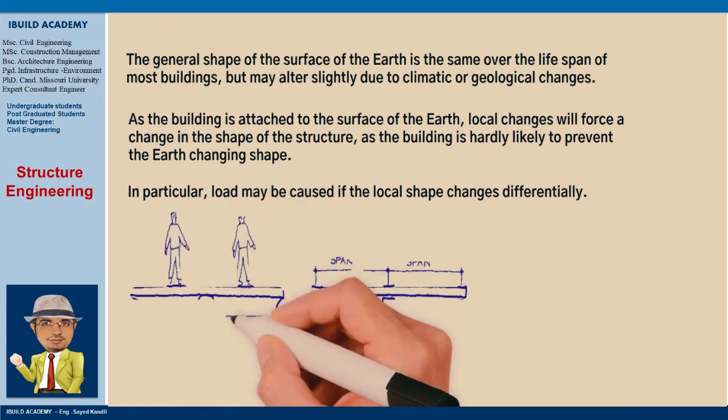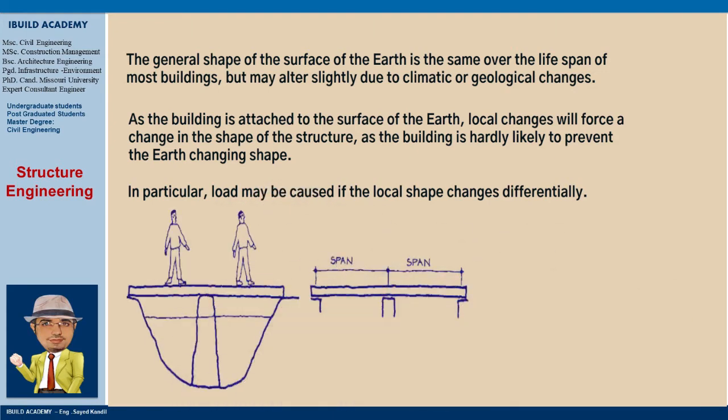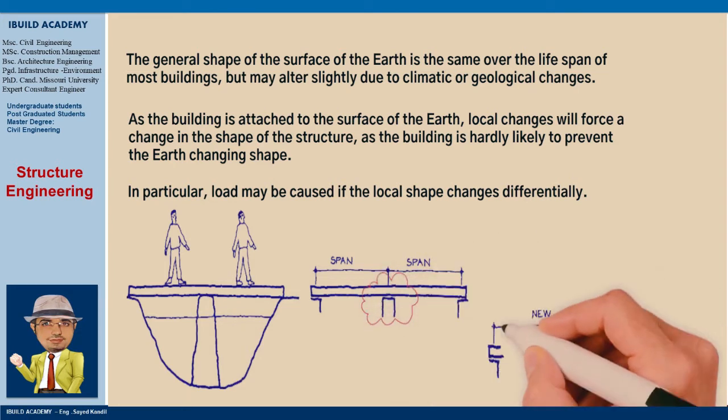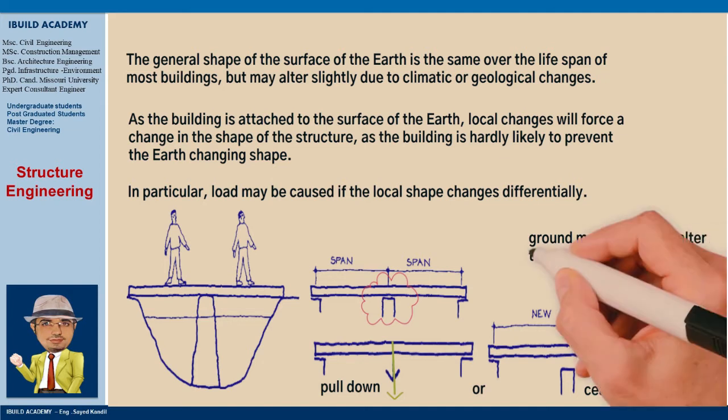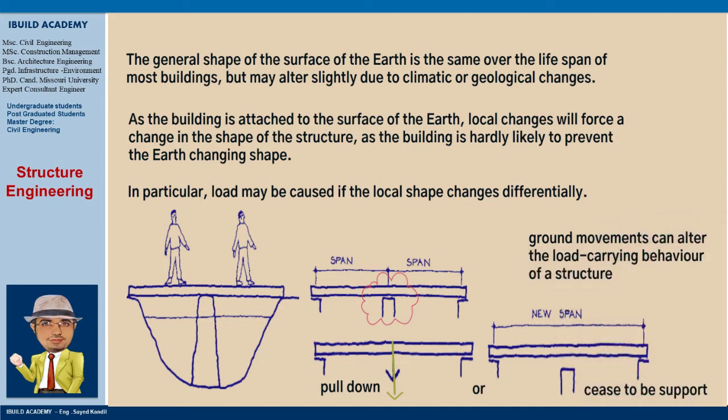For example, suppose the plank bridge has a support in the stream. If this central support were to sink into the stream bed, depending on the fixing, it may pull the plank down, load it, or cease to be a support at all. So ground movements can alter the load-carrying behavior of a structure, and so can be considered, in a rather roundabout way, to load the structure.